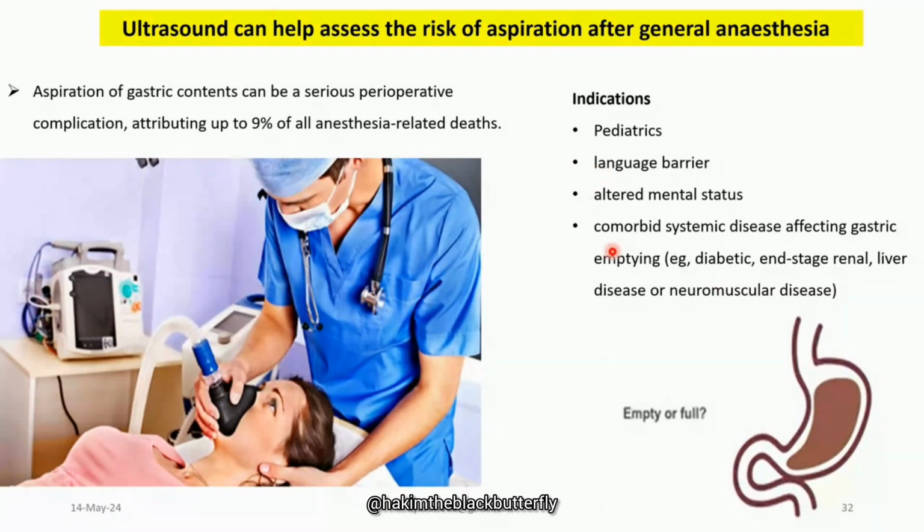Patients with an altered mental status, so patients in coma, a scan has to be carried out. Patients with systemic diseases that tend to affect gastric emptying, diseases like diabetes mellitus, patients with end-stage renal disease, liver disease, or neuromuscular disease, such conditions tend to affect the muscle layer of the stomach and reduce the rate of gastric emptying. Such patients always have contents within the stomach because these contents are going to be moving out slowly because of the underlying diseases.